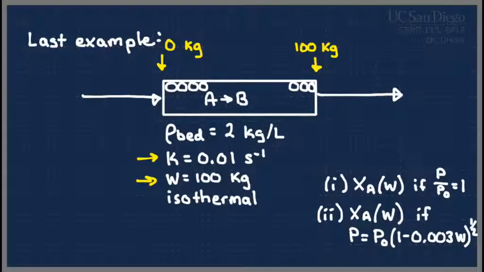And by the time you make it to the other side of the reactor, you've been exposed to 100 kilograms of catalyst. So that's what we mean with these differentials when we're talking about something in terms of catalyst mass or, for that matter, volume. With the bed density, you could equally say that you have been exposed to a certain volume, and those mean exactly the same thing.